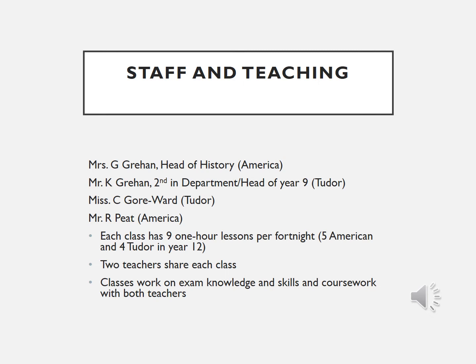For history, you will have 9 lessons over the fortnight. So in year 12, 5 of those lessons will be American and 4 of them will be Tudor, and then that swaps around in year 13. One of those teachers will also be on hand to help you with your coursework assignment.